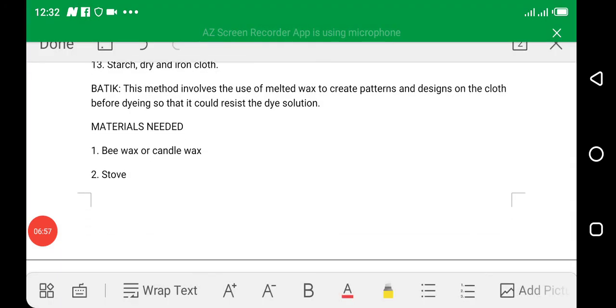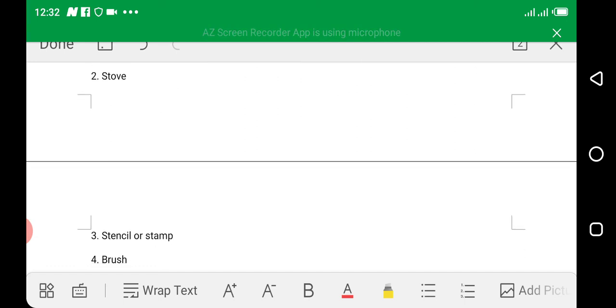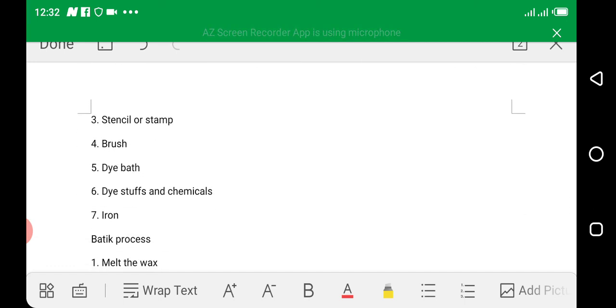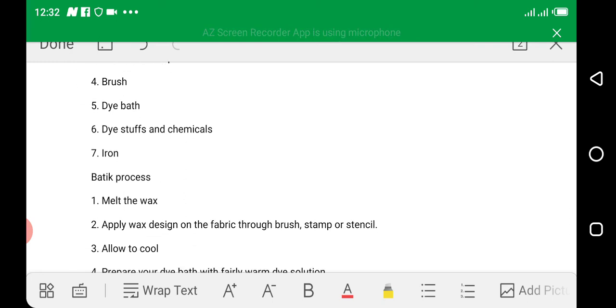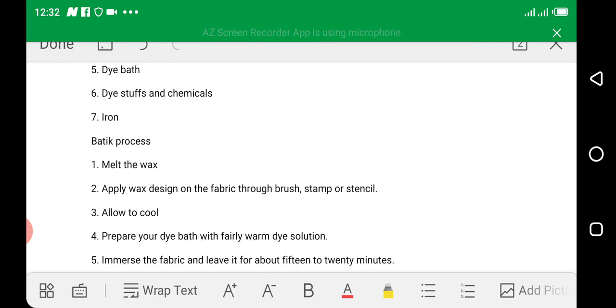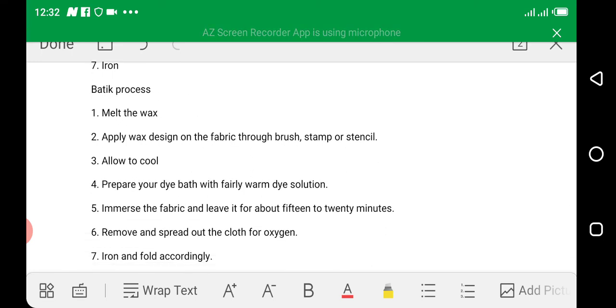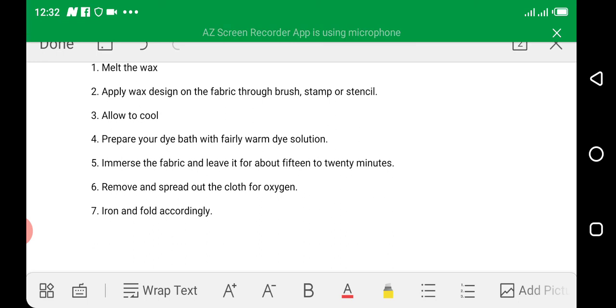What are the materials needed for batik? We have beeswax or candle wax, we need a stove, a stencil or stamp, a brush, the dye bath, the dye stuffs and chemical, and the iron. What are the processes in batiking? 1. Melt the wax. 2. Apply wax design on the fabric through brush, stamp, or stencil, depending on the one you want to use. Then 3. Allow it to cool.